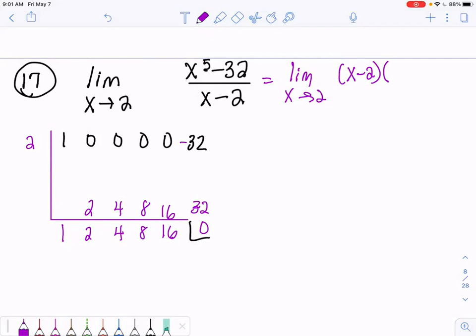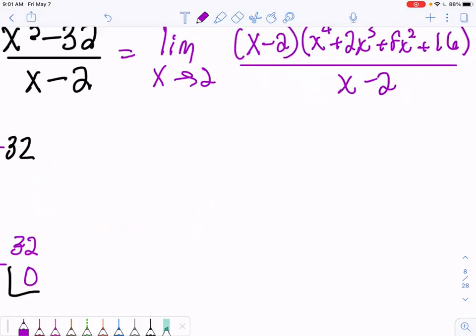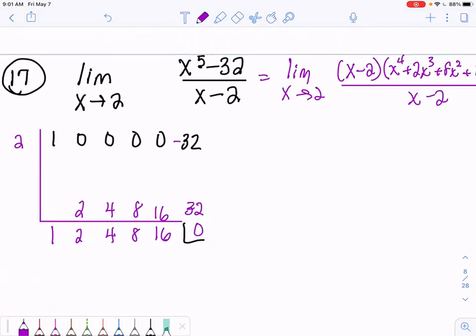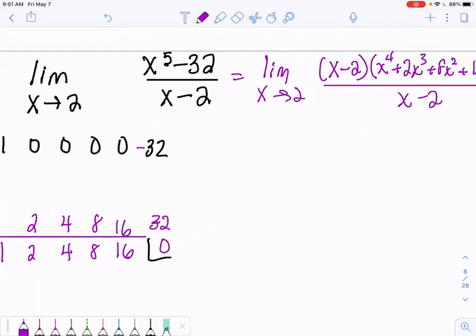So I have x minus 2 pulled out, and then the remainder is x to the 4th, 2x cubed, 8x squared, and then plus 16. That would be the remaining polynomial, your resulting polynomial, and that's over x minus 2. Oh, yep, thanks. What did I miss? 2x. Oh, because that's an 8x. Thanks.